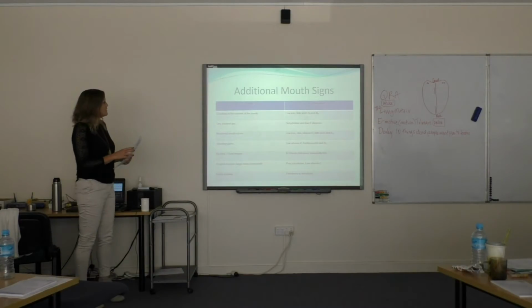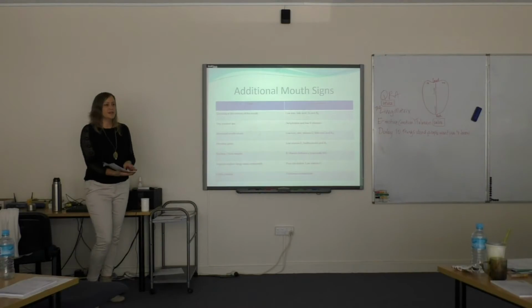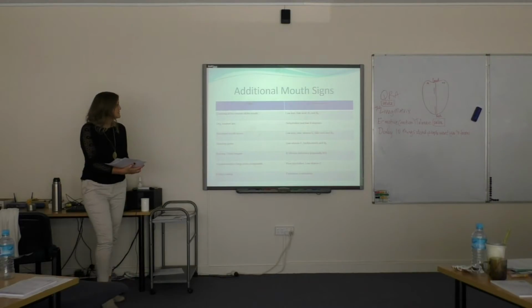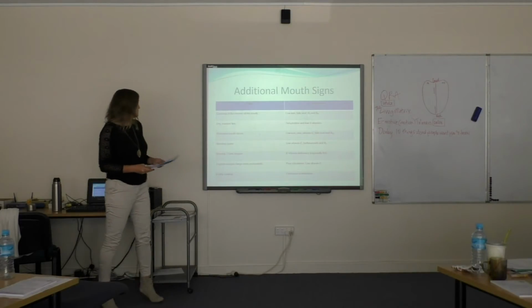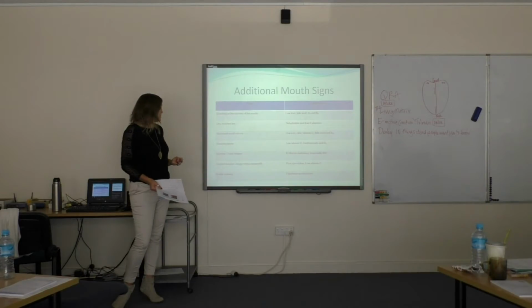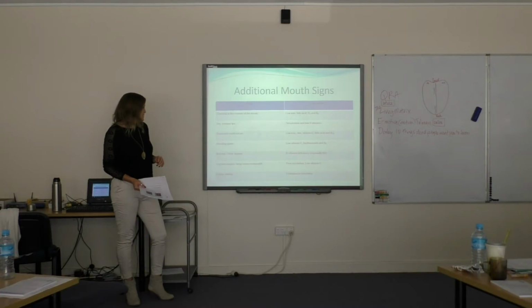Here are some additional mouth signs that are taken from CP203. Remember we talked about the cracking, the angular stomatitis? So the low iron, the low B vitamins. Mouth ulcers, you're always going to look at iron, you're always going to look at zinc, you're always going to look at folic acid and a number of the B vitamins as well. Bleeding gums, vitamin C and bioflavonoids are key.